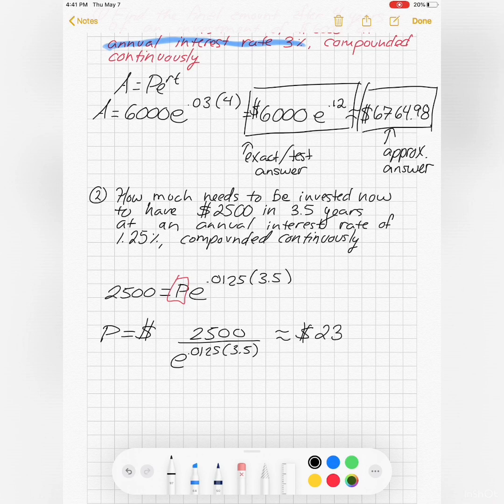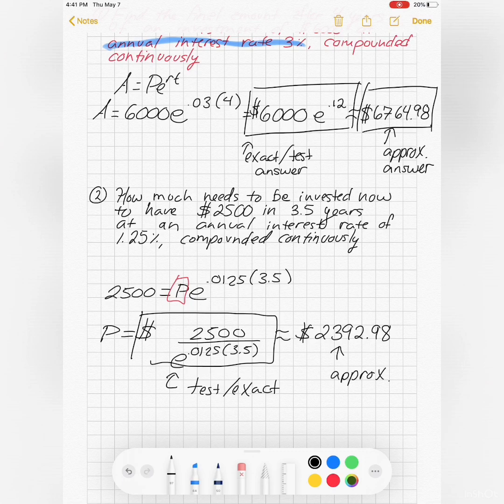I get 2,392.98. Okay, so this is the test answer. It's an exact answer. And then this is an approximate answer, an estimation. And we're going to look more at this formula in just a couple more sections.